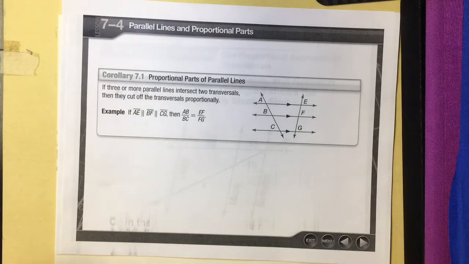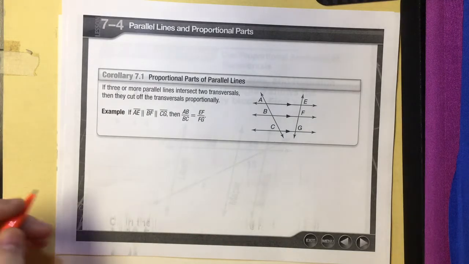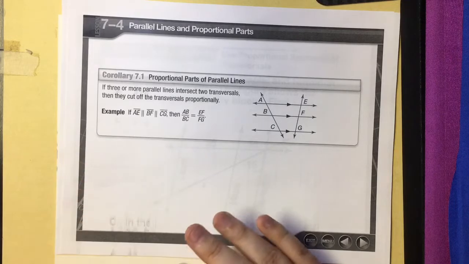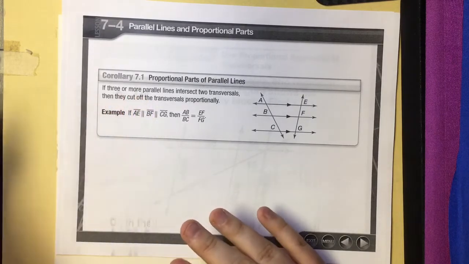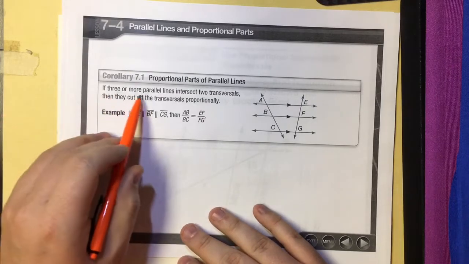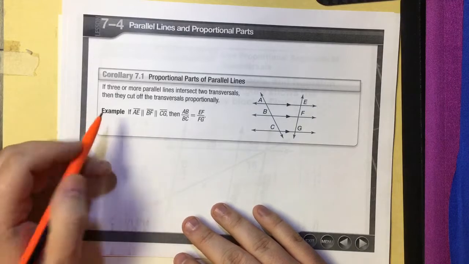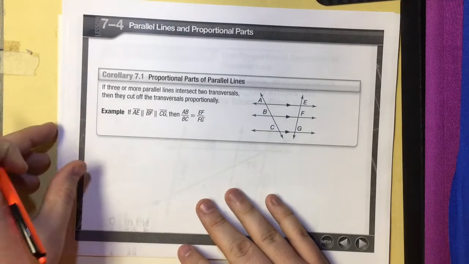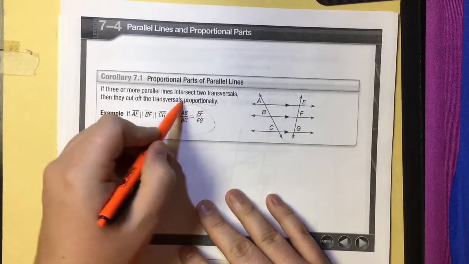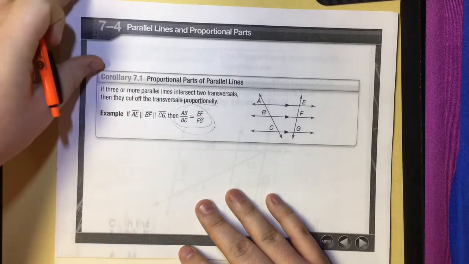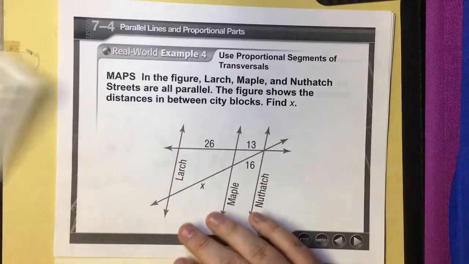All right, so now that idea of parallel lines cutting into proportional pieces doesn't only work for triangles, this works for any two lines. So if three or more parallel lines intersect these two transversals, then they cut them proportionally. Remember, proportionally means their ratios or fractions are equal. This is only true if those lines are parallel.